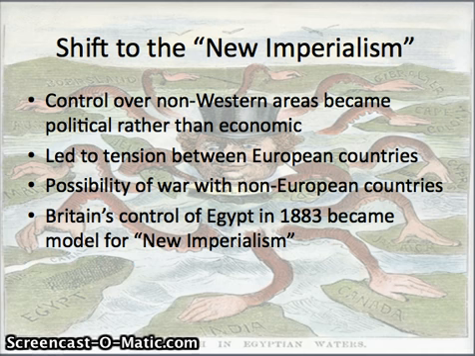We said that there were older instances that resembled the new imperialism, like England controlling the American colonies, like Spain controlling areas of South America, Central America, and the southwest of the United States. But what we're going to see is when we get to the mid to late 19th century, this whole pattern is going to shift so that virtually all European countries are politically controlling these non-Western areas.